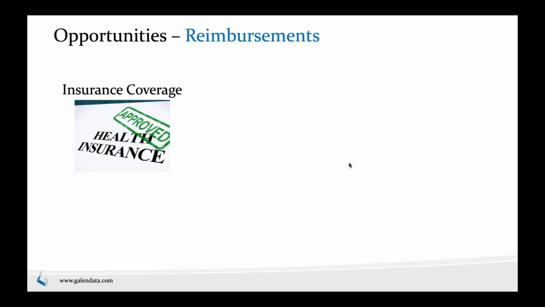Not only did that get them better coverage, but I think it was Aetna that actually came on board as a partner and covered a lot of that cost. So again, by collecting that data, they could prove that they are better, and that led to better insurance coverage.